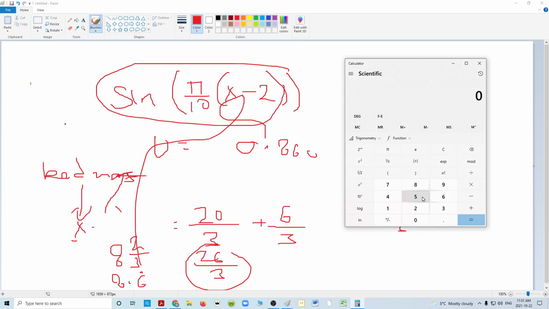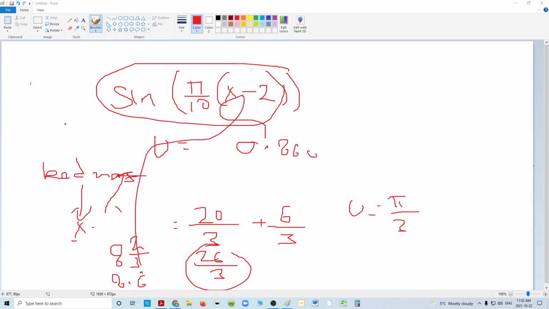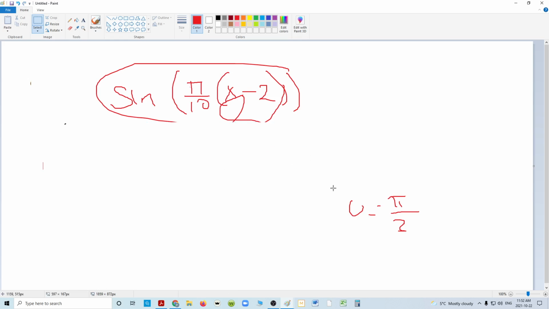So I got 8.666666, and I subtract 2. I get that. I have to multiply by pi in the brackets, and then divide by 10. And I get that. Oh, I did something wrong there. So I probably made a minor calculation error, because the result should not come out bigger than that. Oh, I know what I did. I used 2 pi over 3. Let's use pi over 3.